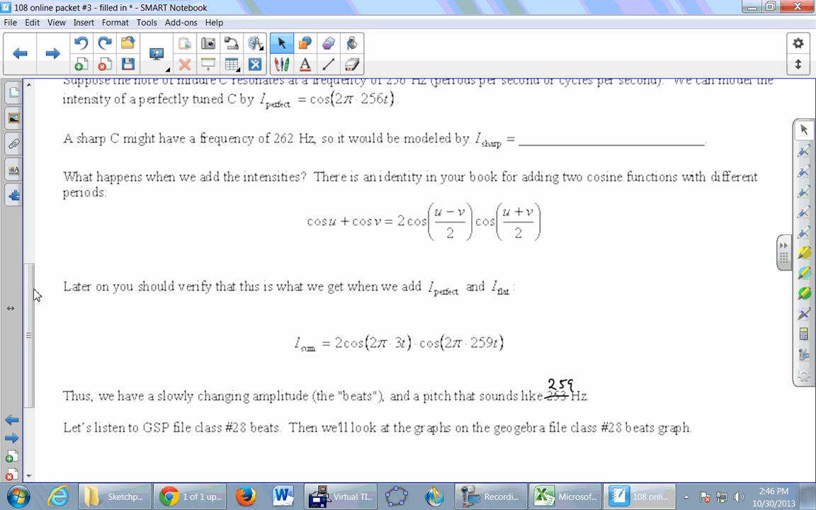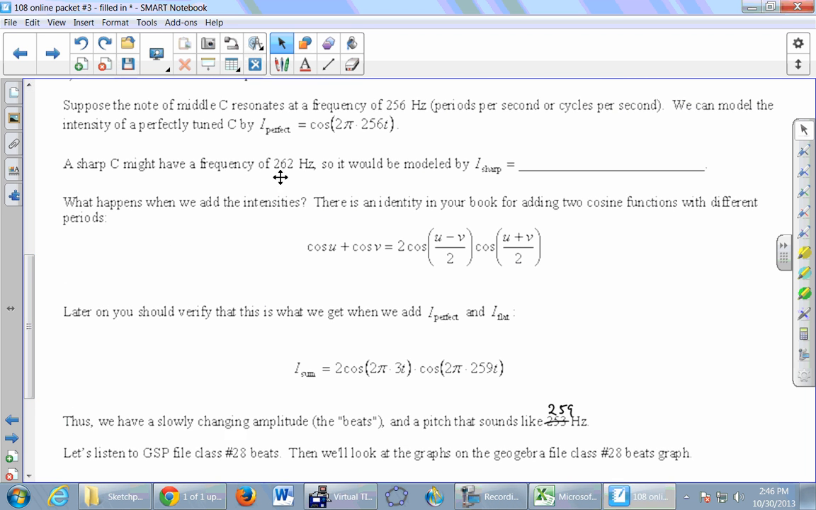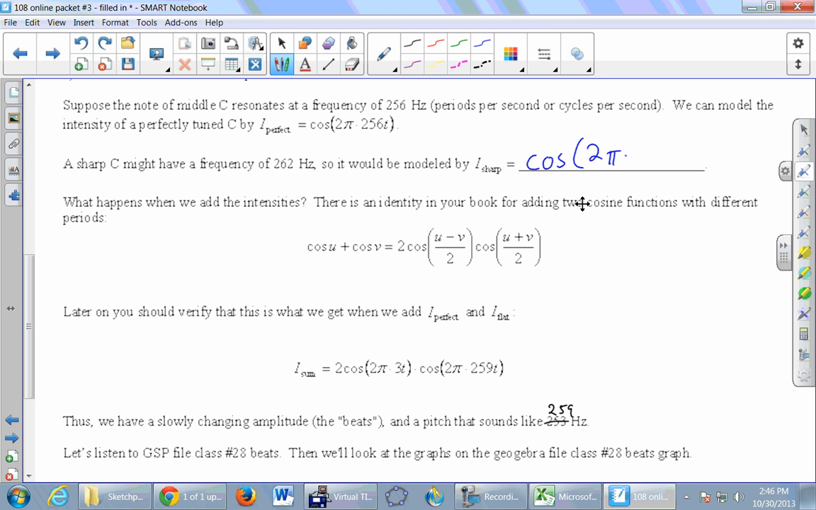A sharp C, one that's slightly out of tune and high, might have a frequency of 262 hertz, a little bit bigger than this guy right here. So let's fill in the formula for the intensity, or just the formula for the sharp note. So apparently it's cosine of 2 pi times, and then right here we just put the frequency, 262 in this case, and then the t.